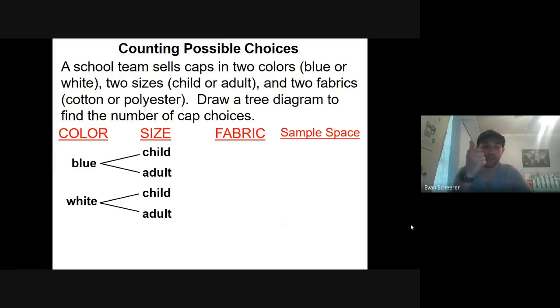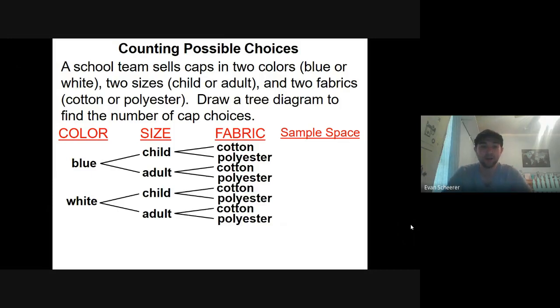You could have got a blue cap in a child size, a blue cap in an adult size, a white cap in a child size, and a white cap in an adult size. However, you're not done yet. There's different materials or fabrics you could have gotten. You could have gotten cotton or polyester. So therefore, if you would have gotten a blue cap in a child size, you could have gotten it in cotton and polyester. But what if you would have chosen the blue cap in the adult size, or the white cap in the child size, or the white cap in the adult size? All those options, you could have gotten cotton or polyester. This means that we went from 4 choices to 8 choices.